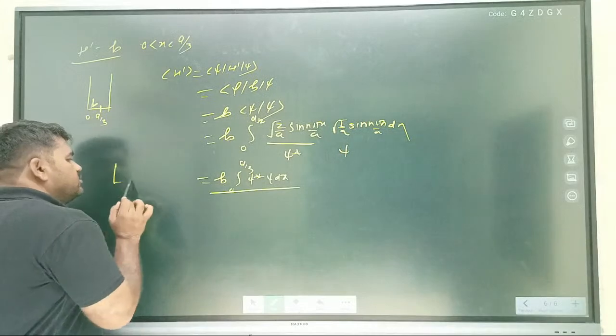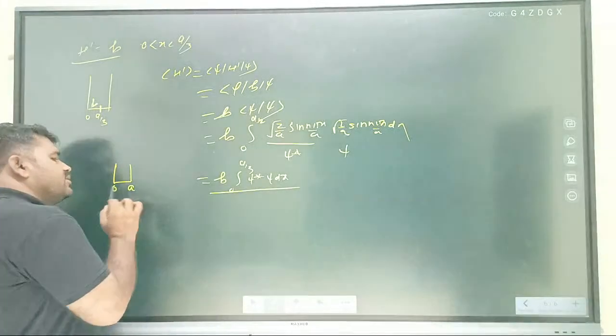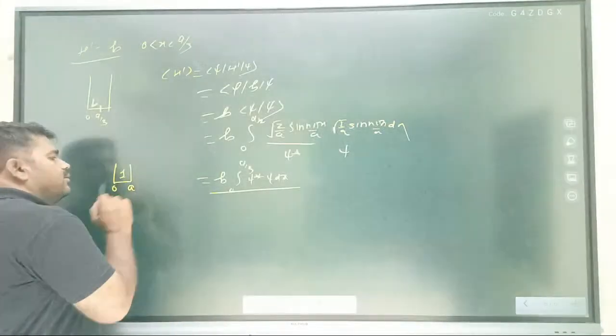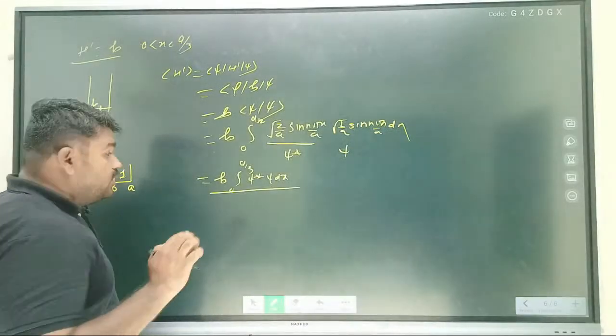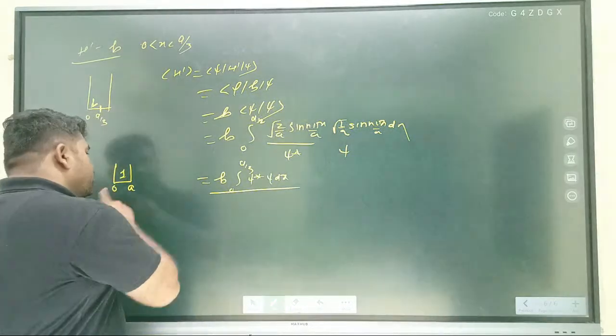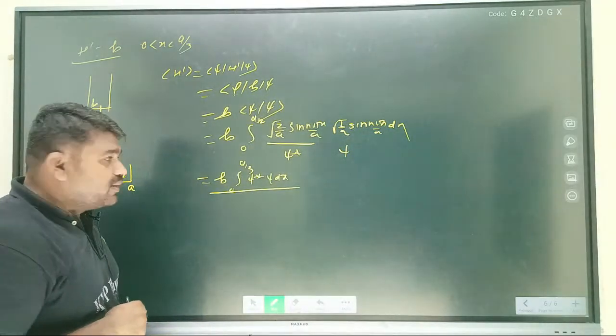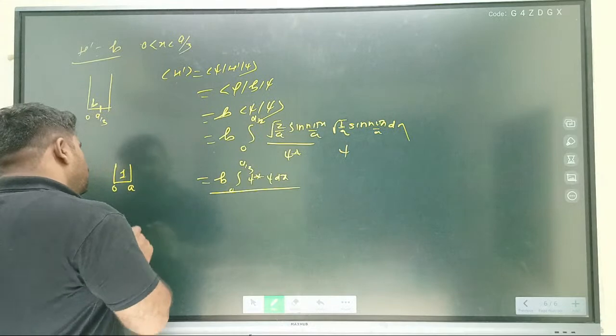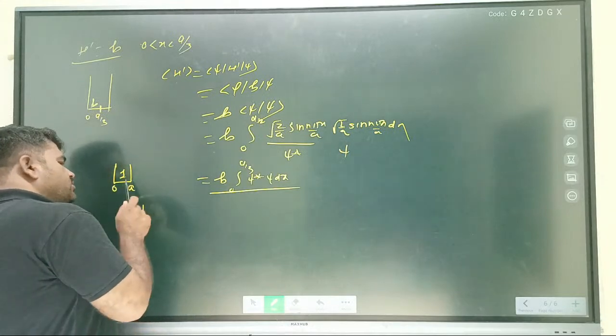Suppose this is the 0 to a region. What is the probability in the 0 to a region? It is 1. In the total region, what will our probability be? It will be 1. In which region do we have to find it? We have to find it in the 0 to a by 3 region. Yes or no? Total probability is equal to how much?